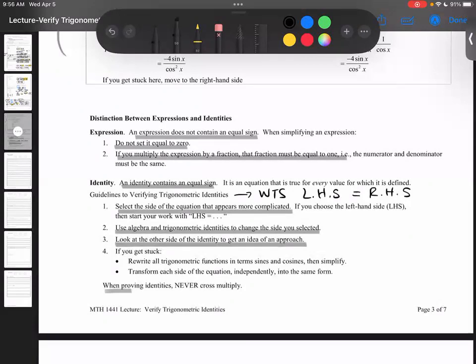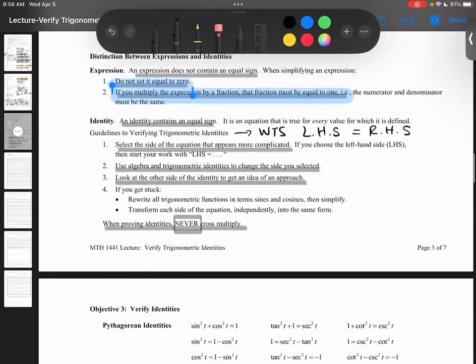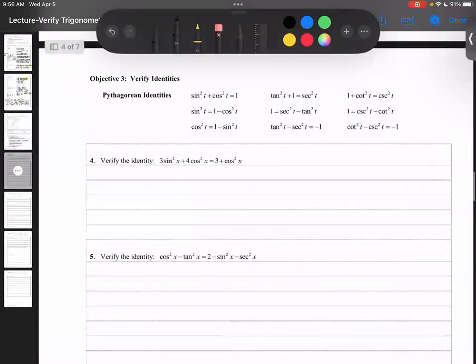When proving an identity, never cross multiply. Never cross multiply, because that doesn't mean you solve it. So far so good. That's a little thing that you need to notice. All right, let's get our hands dirty and do it.